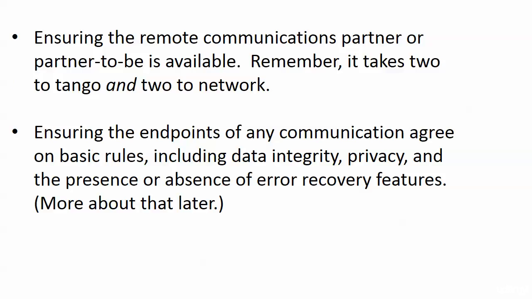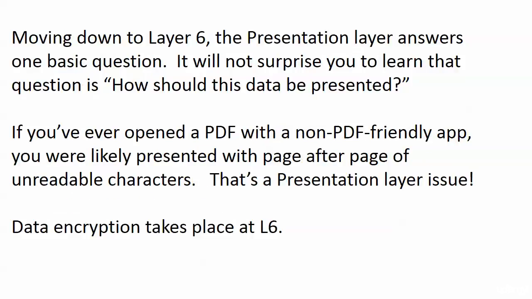You know, it takes 2 to tango and it takes 2 to network. To have an endpoint-to-endpoint communication, we need 2 endpoints. Also, this layer ensures that those endpoints of any communication, that is, agree on basic rules, including data integrity, privacy, and the presence or absence of error recovery features. And I have a feeling we're going to come back to that more than once in this course.